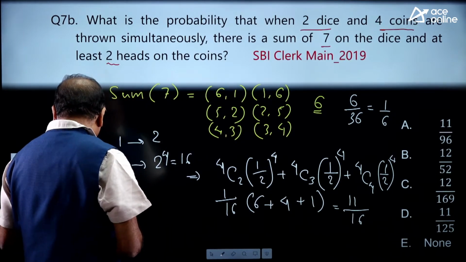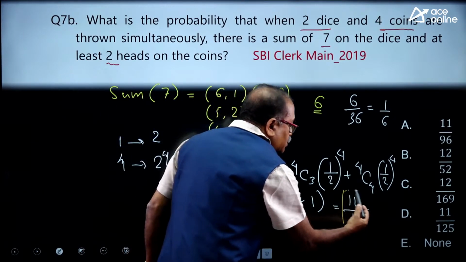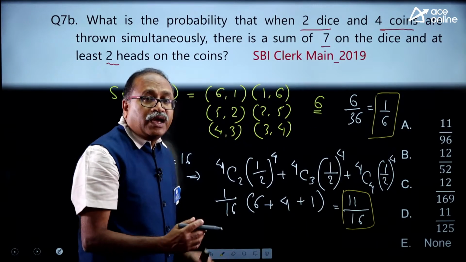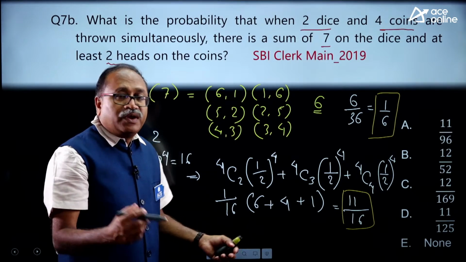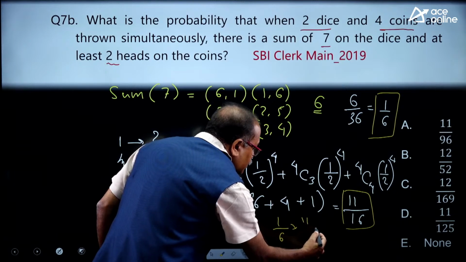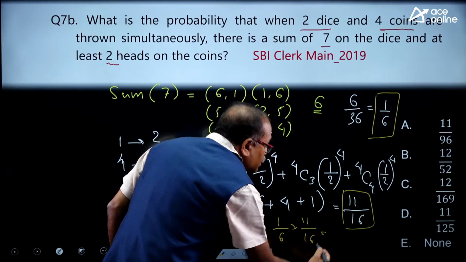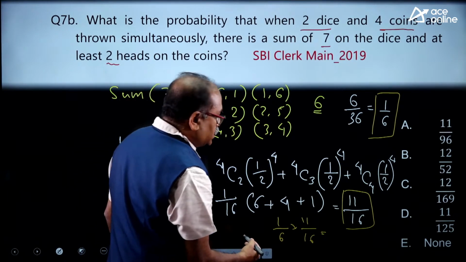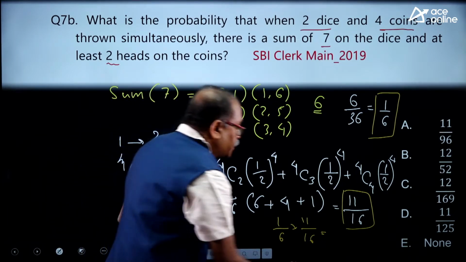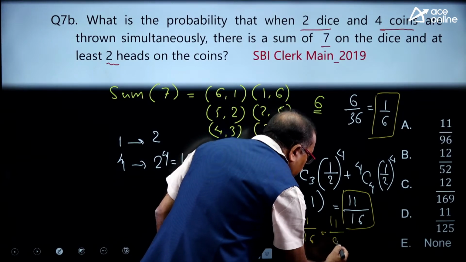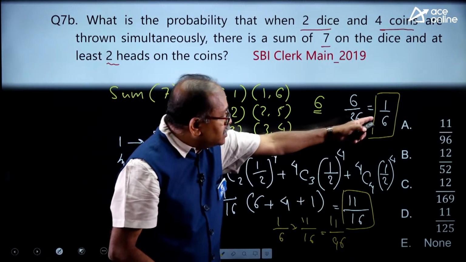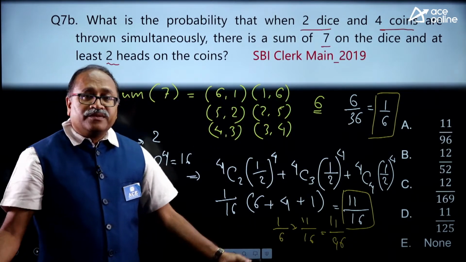So I need 2 things over here. I need the 11 by 16 probability, and also the 1 by 6 probability, and that's a multiplication. So that's 1 by 6 into 11 by 16, and 6 times 16 is 96, and 11 by 96 should be your answer. Right, my dear friends? 11 by 96. Do we have the option 11 by 96? I can see option choice A. That's your answer.